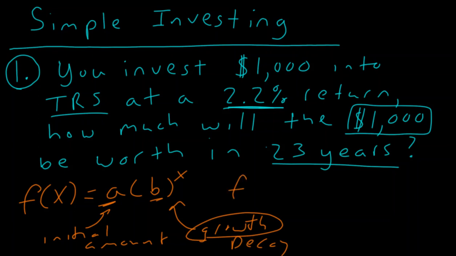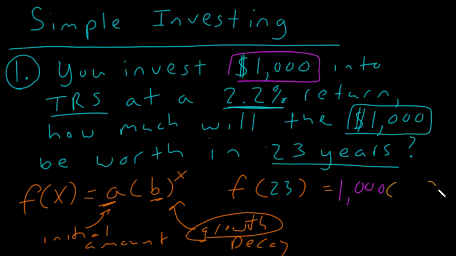Okay, now let's talk about how to do this. We have f of x. Well, how many years are we going to invest for? We're going to invest for 23 years, is equal to, and let's do our initial amount in purple, $1,000. And we're going to find out what our growth rate is in a second. But we're going to do this once again to the 23rd power, or for 23 years.